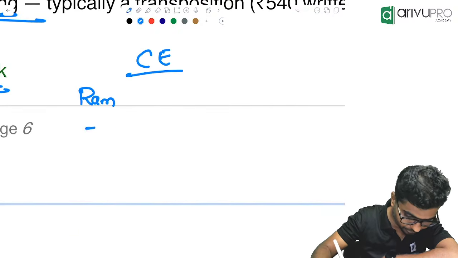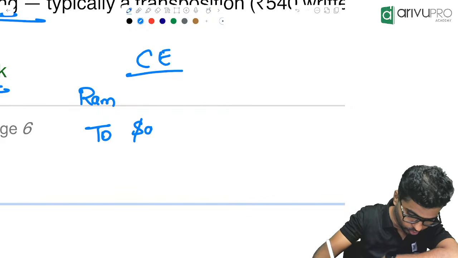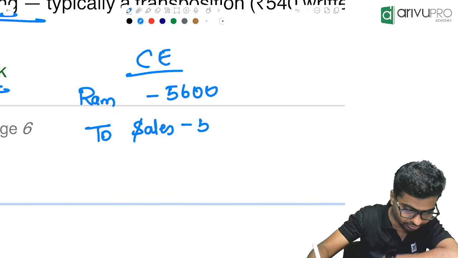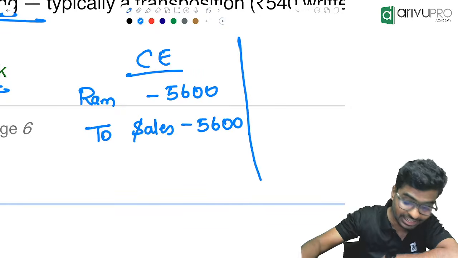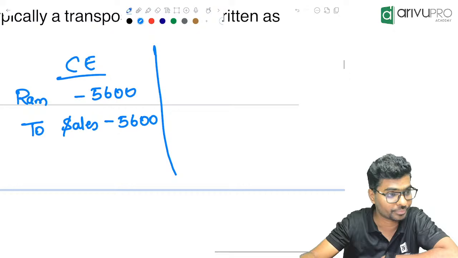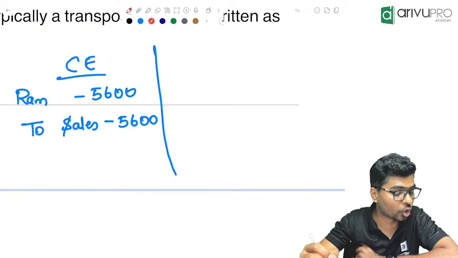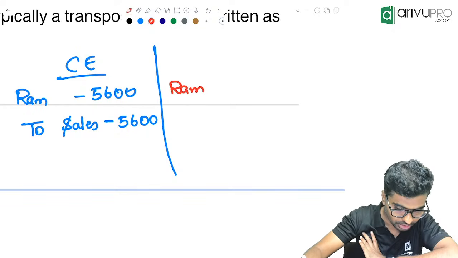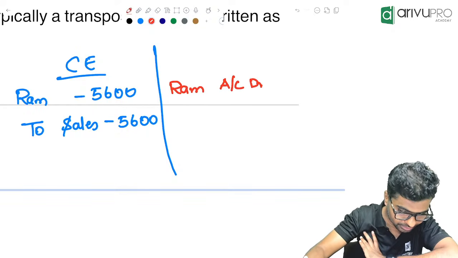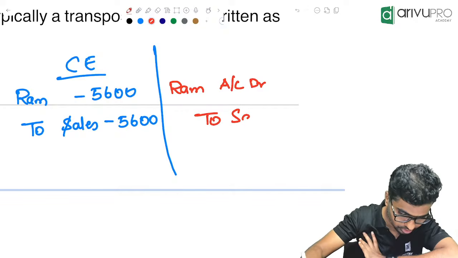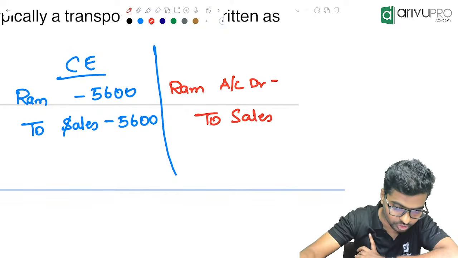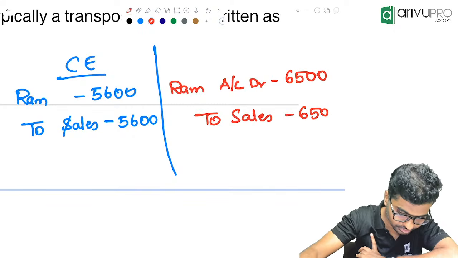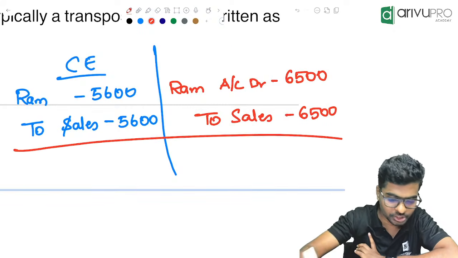Ram to sales 5,600 is the correct entry. What is the wrong entry you did? Ram account debited to sales account 6,500.